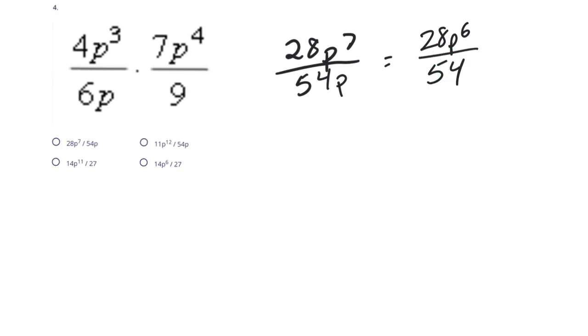So you have 28 divided by 2 would give you 14. 54 divided by 2 would give you 27. So 14 over 27 is a reduced form of 28 over 54. So this should have been your answer. So that's what you should have selected for your answer.